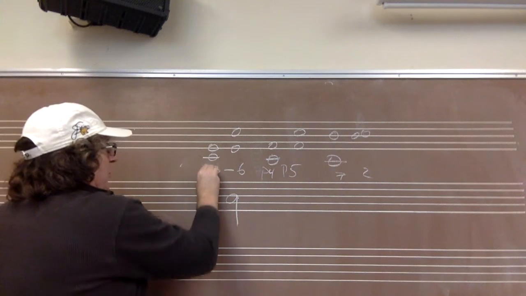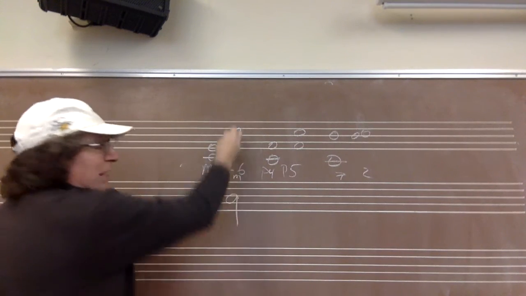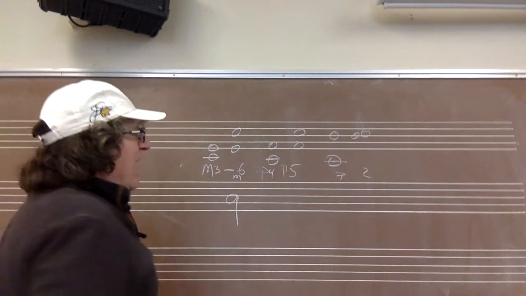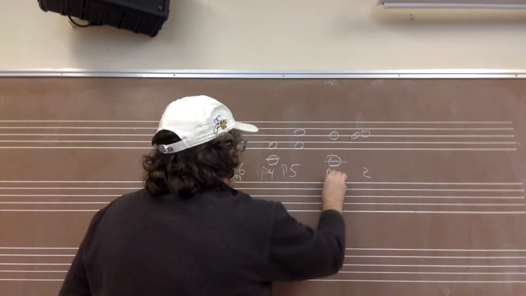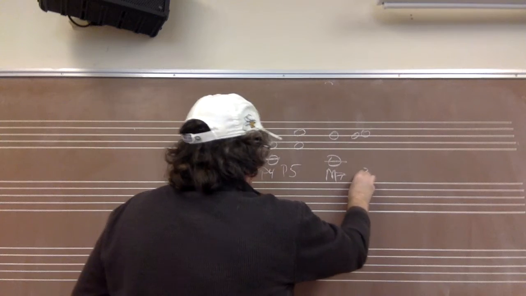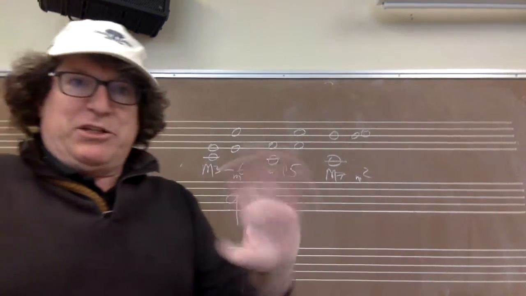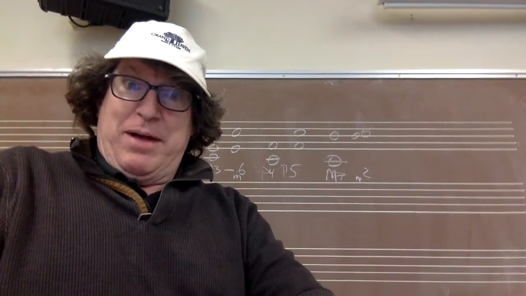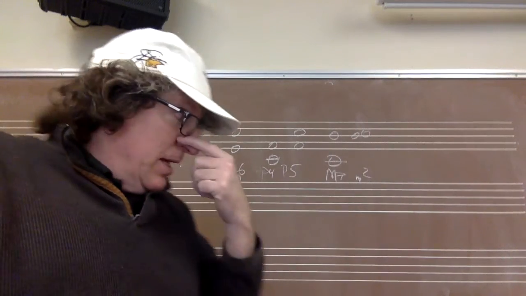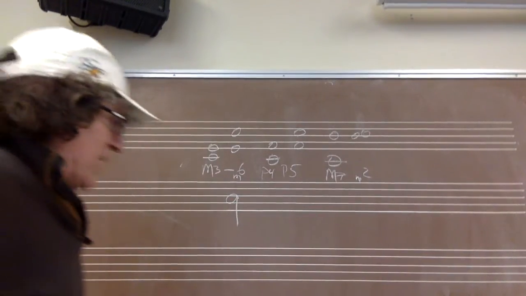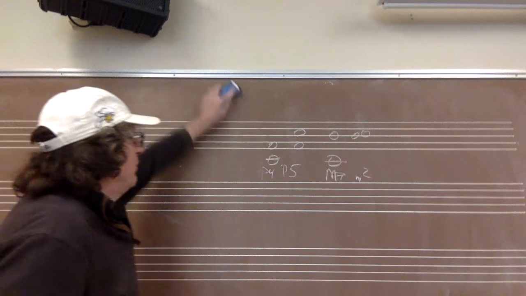The major 3rd becomes a minor 6th. Take my word for it, that's a minor 6th. And same thing here. The major 7th becomes a minor 2nd. So anytime you flip a major or minor, it switches from major to minor, and it adds up to 9. So let's look at a couple 7ths, all right? And let's see how easy it is to figure out what they are.